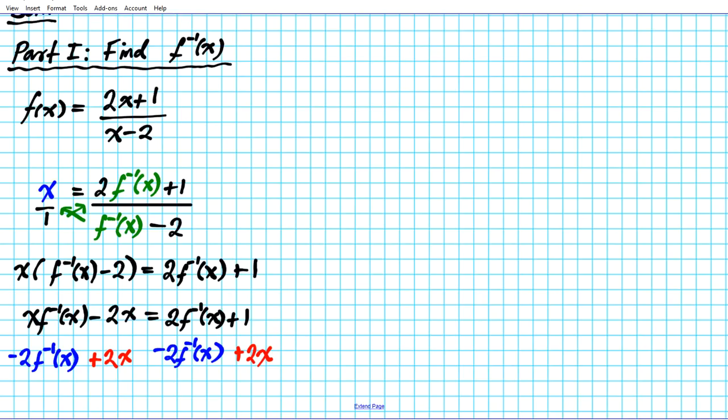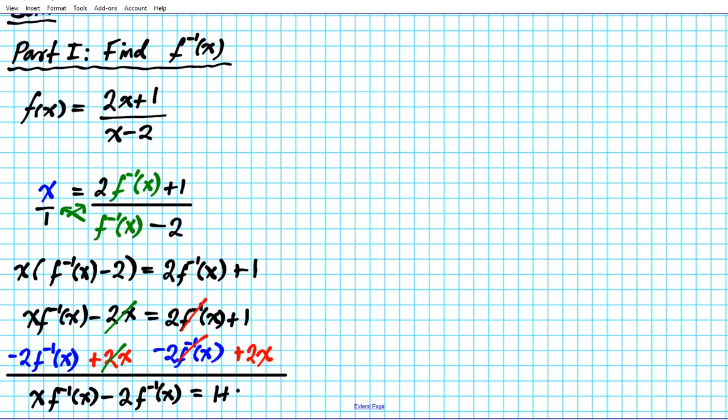Now, what's the result of this algebraic manipulation? On the left side, we are going to have x f inverse of x minus 2 f inverse of x, and minus 2x plus 2x, they both add up to 0. And then on the right side, we have 2f inverse minus 2f inverse. Those add up to 0. Also, 1 plus 2x, we just have 1 plus 2x.